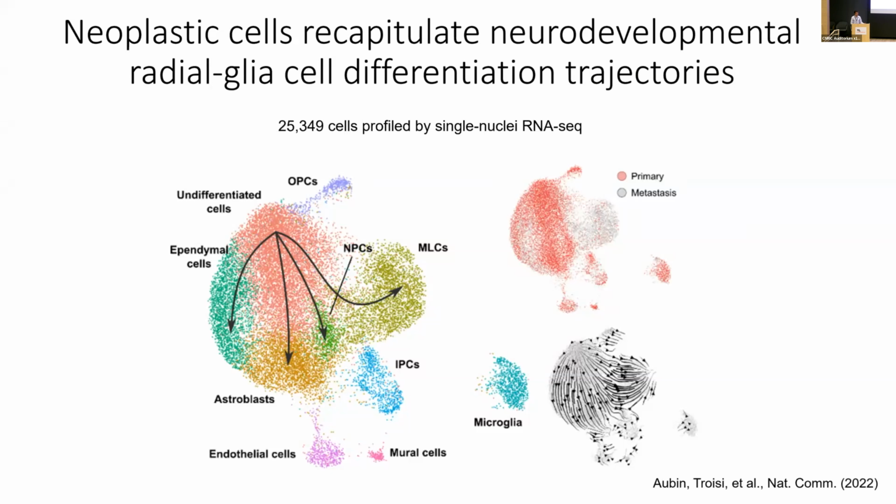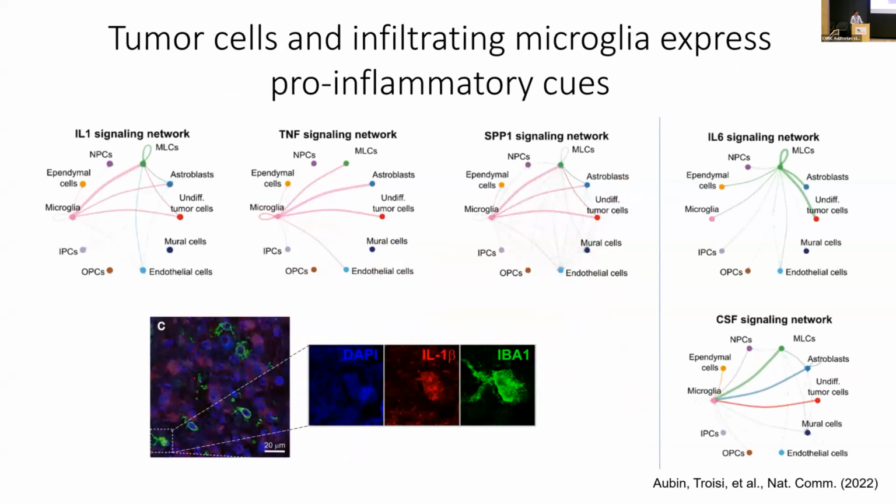But we were particularly interested in this transition from the undifferentiated cells, which have a more neuroepithelial phenotype, into the mesenchymal-like cells that were enriched in the distal metastases. So we performed standard analysis on this type of data: differential gene expression analysis, pathway enrichment analysis, expression of ligands and receptors. And we found that the data was consistent with tumor cells and infiltrating microglia expressing pro-inflammatory cues.